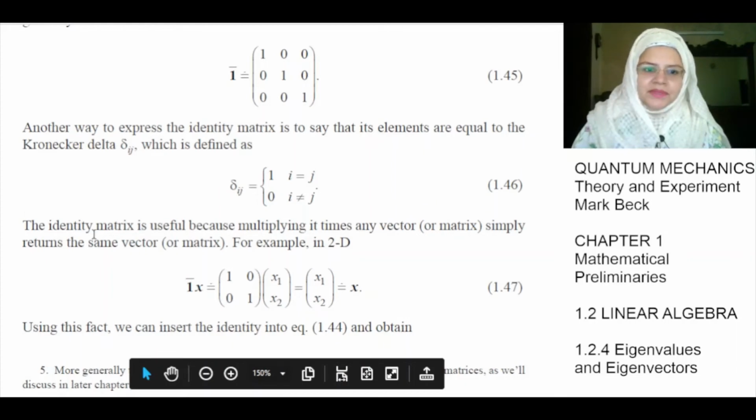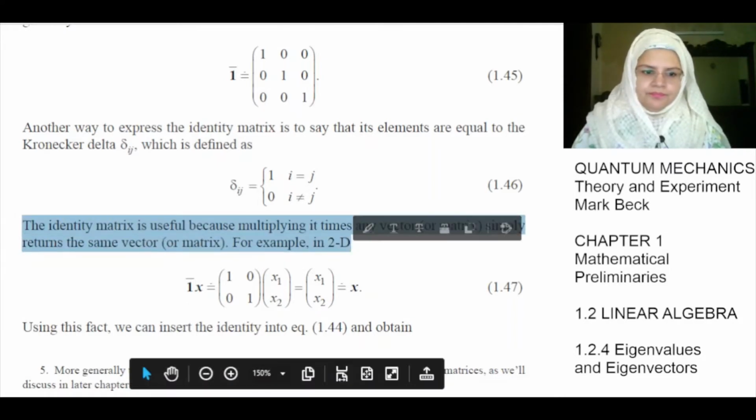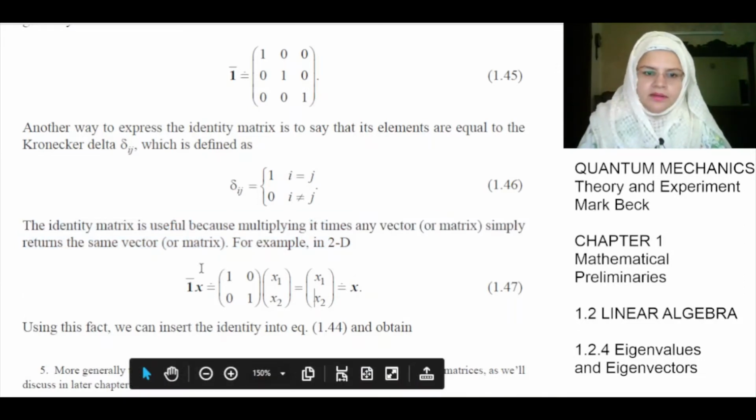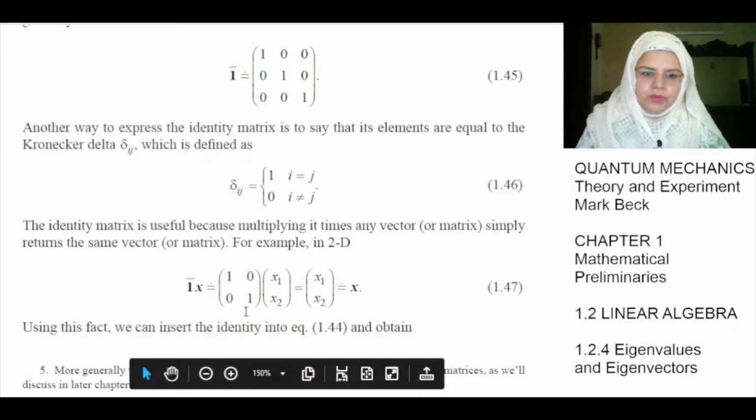The identity matrix is useful because multiplying it times any vector or matrix simply returns the same vector or matrix. For example, in 2D, multiplying 1 bar x is equal to, we'll have a 2 by 2 matrix in which delta 1 1 and delta 2 2 are equal to 1 and delta 1 2 is equal to 0, delta 2 1 is equal to 0. If we multiply it by the components of the vector x1 and x2, we get the same components x1 and x2 and therefore the same vector.